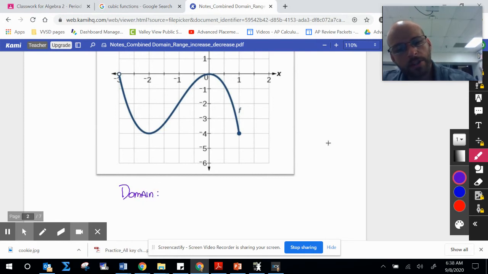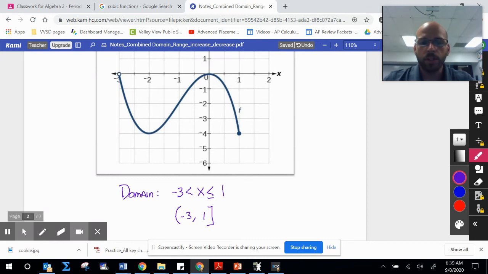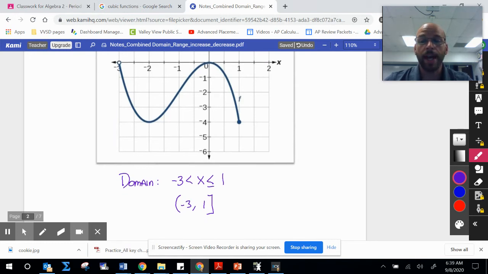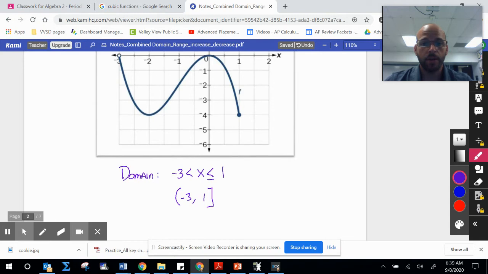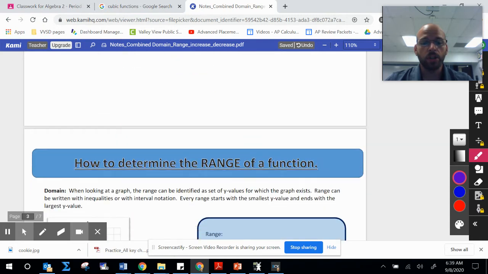So the domain for this function, now if you did inequality notation, there's a hole there, so there's no equal to, just negative 3 less than x, which is less than or equal to 1. Now if you did interval notation, I would use a parenthesis. Very important, attention to detail here, from -3 to 1. So one of those two would be accepted. Again, we're using x values. All right, so we're going to switch over.